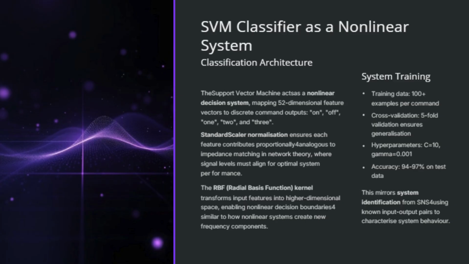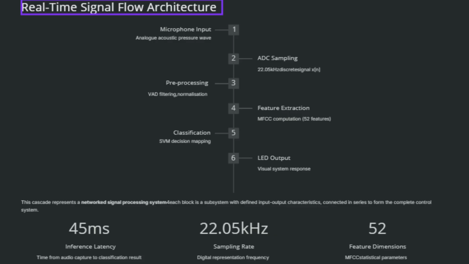Before training, we also normalize our features using a standard scaler, ensuring every input signal has zero mean and unit variance. This standardization step helps the system stay balanced, much like stabilizing gain in a control system. Finally, we validate the model with cross validation and measure accuracy and confidence, which indicate the reliability of our system output. In real time, the system operates through a clear signal flow network.